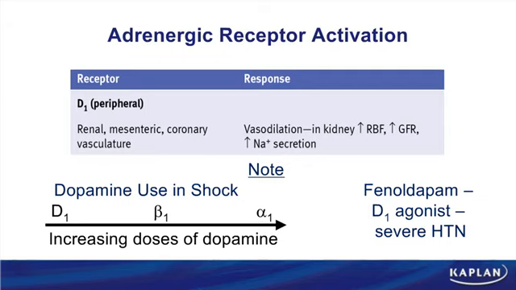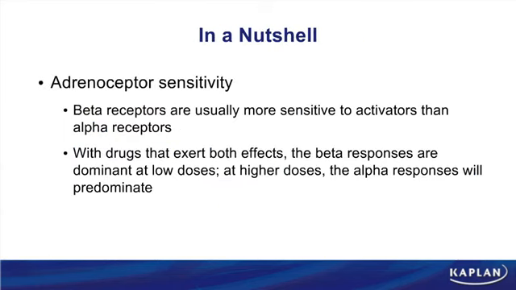Fenoldopam can be used in severe hypertension or hypertensive emergencies. It's a powerful vasodilator that works specifically through D1 receptors to have that effect. In the margin is another note called In a Nutshell about adrenergic receptor sensitivity. This note reminds us that beta receptors tend to respond before alpha receptors. Another way to say that is that it's beta before alpha.